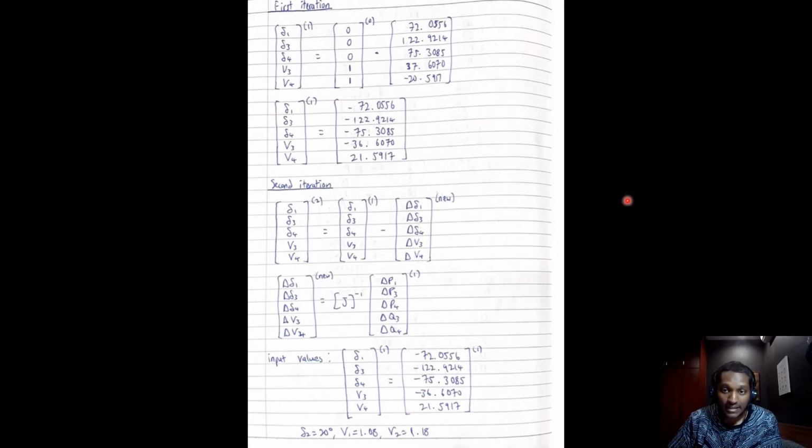So after getting the change in those values, which are these, we will use the flat start values minus the change of the values, and we will get the first iteration. So this is how the progress will be going for the second iteration and the third iteration. We will bring down the first iteration into the second iteration to do the calculation again.